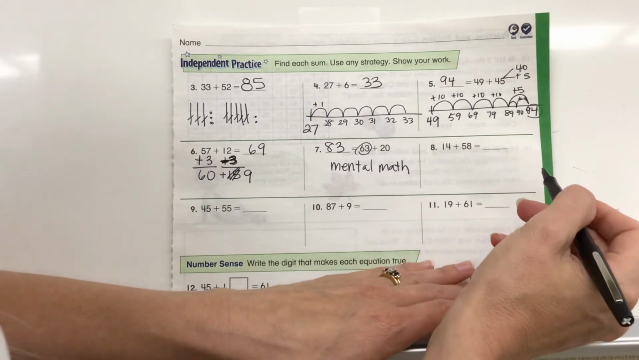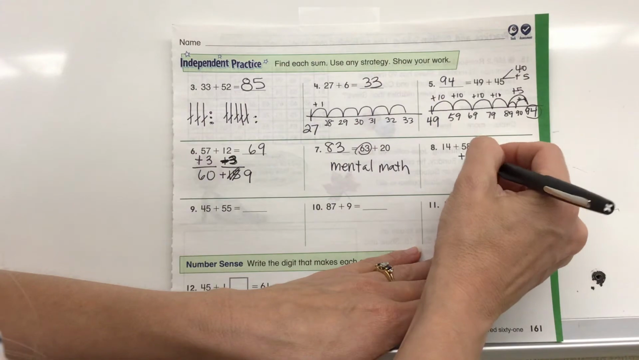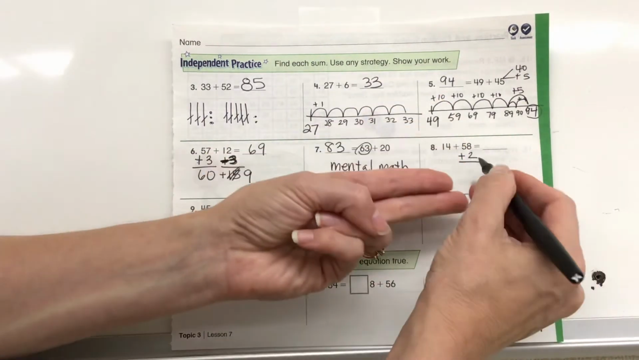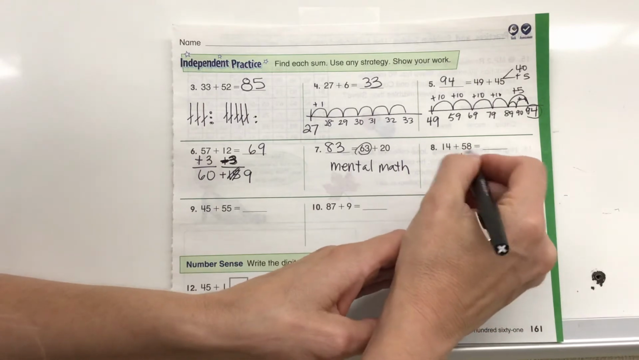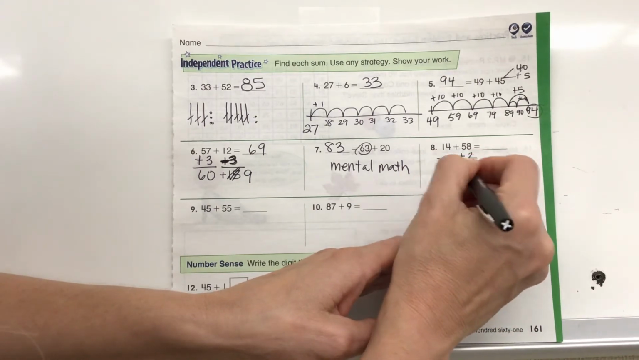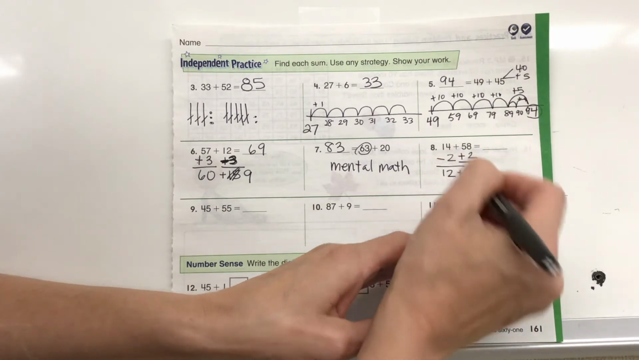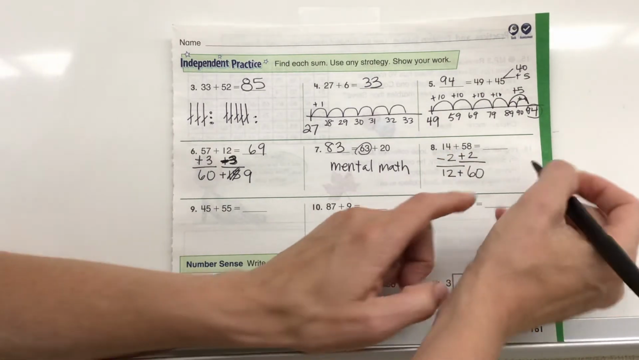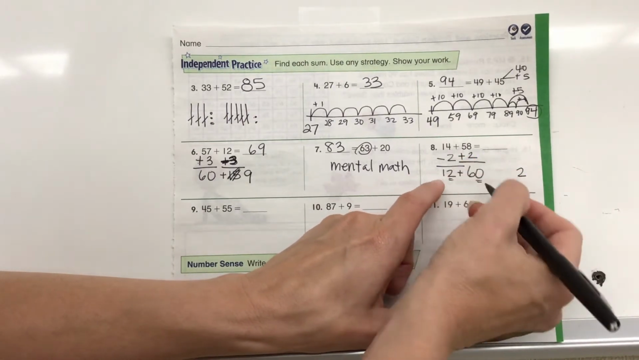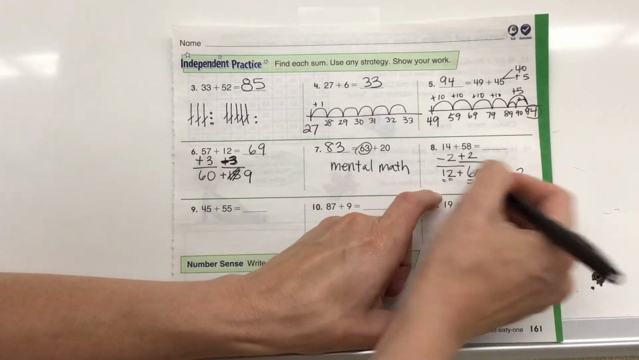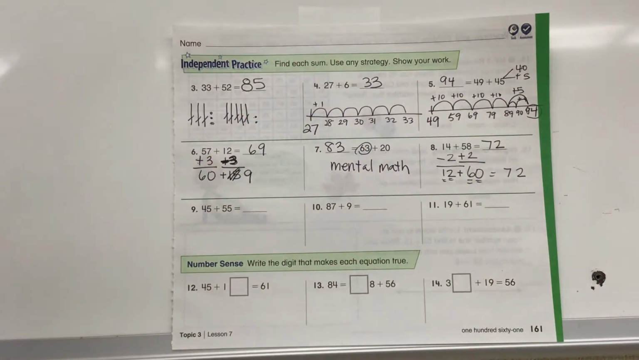Okay, 14 plus 58. I'm going to do compensation. 58 is close to 60. So 58, 59, 60, plus 2 gets me to 60. And if I add 2 to one side, I have to subtract 2 from the other. 14 minus 2 is 12. So 12 plus 60. And I can do this by place value. 0 plus 2 is 2. And let's do my tens. 6 plus 1 is 7. Gives us a sum of 72.